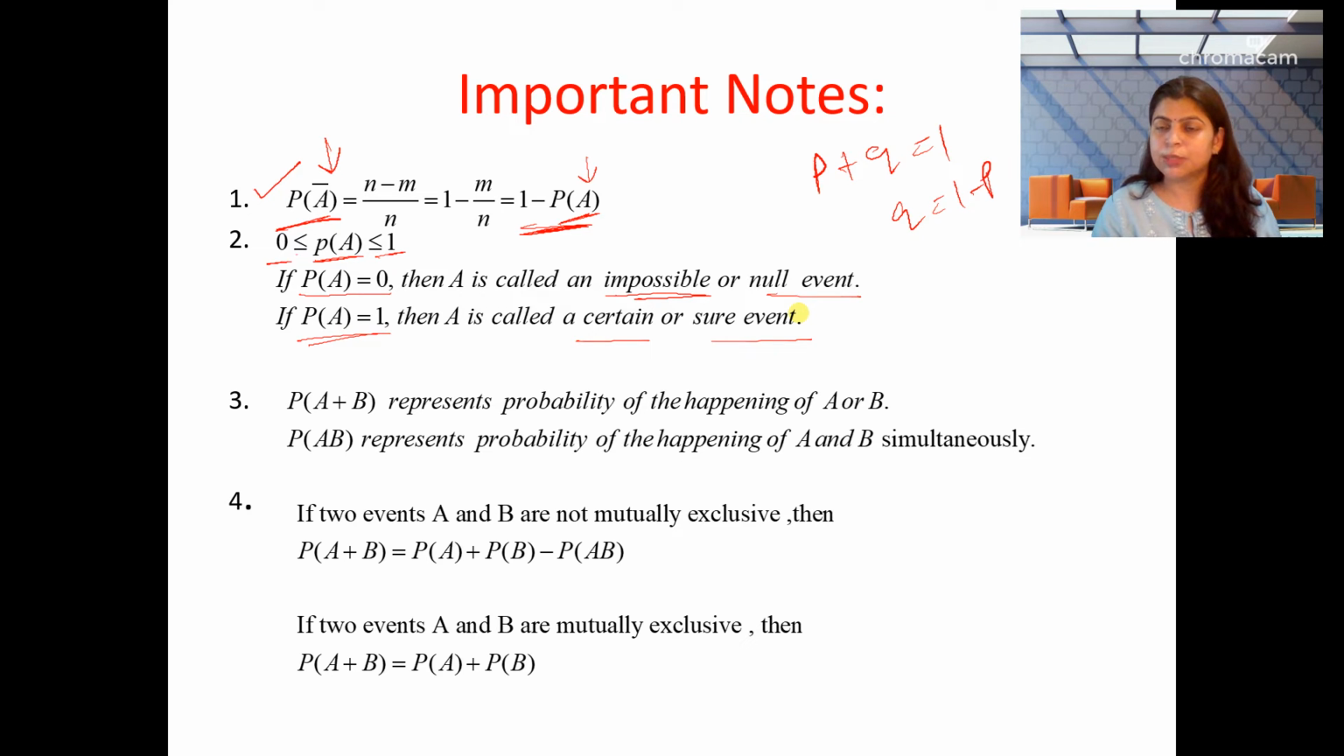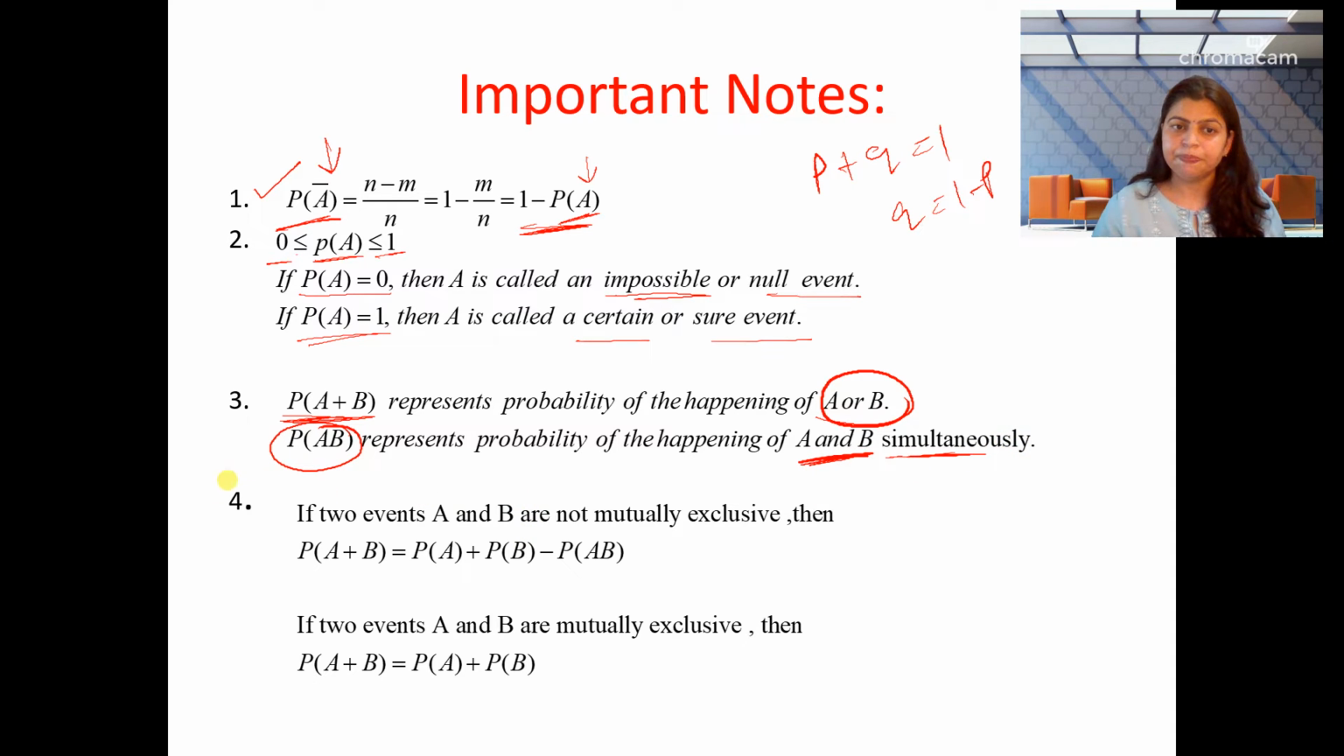So its probability is 1. Fine. So now the third point is we must remember this thing, that probability of A plus B basically represents probability of happening A or B. And probability of AB here represents the probability of A and B simultaneously.